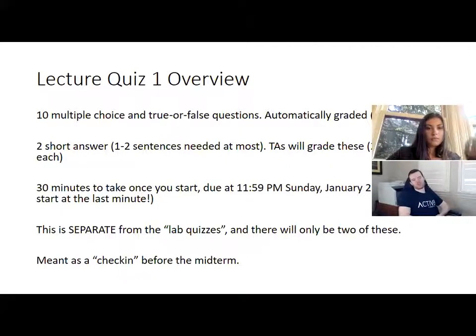So the quiz consists of 10 multiple choice or true or false questions, and those are all automatically graded, and those are a point each. And then there's 2 short answer questions that you can write more if you'd like, but we're looking for like 2 sentences most, 3 if you're feeling really, really creative about something. And the TAs are going to grade those. So it's not like you have to include certain buzzwords to get Gaucho Space to grade those 2 questions; the TAs are going to look at them.